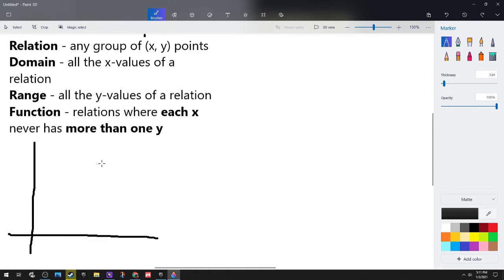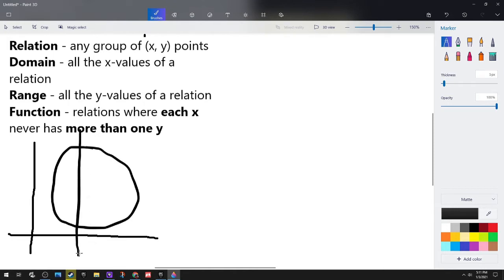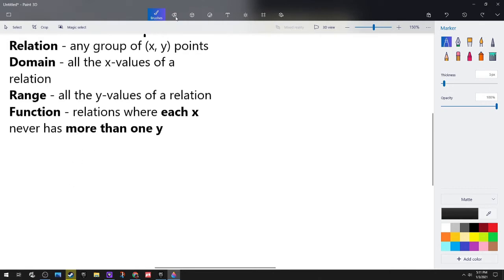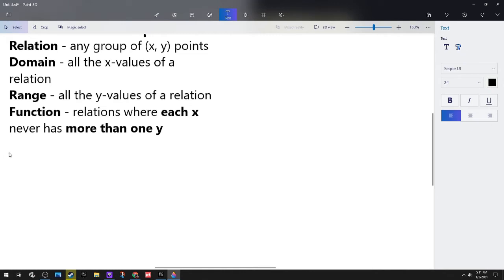Let's look at something else that's not a function. This is not a function, because you can draw a vertical line through it, and it hits more than once. And this is called the vertical line test. This is the official name for it.